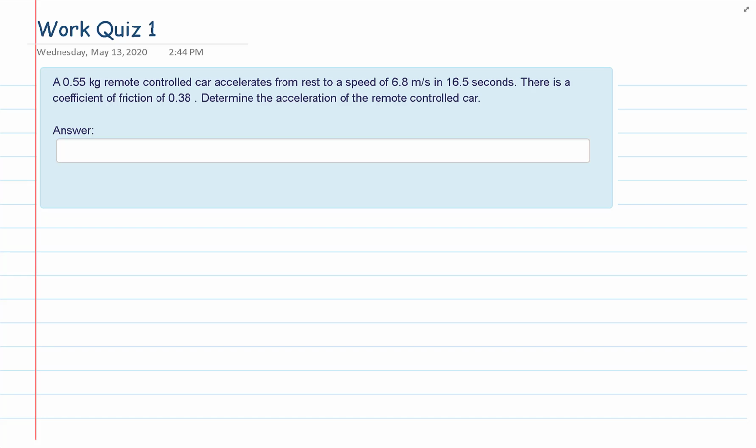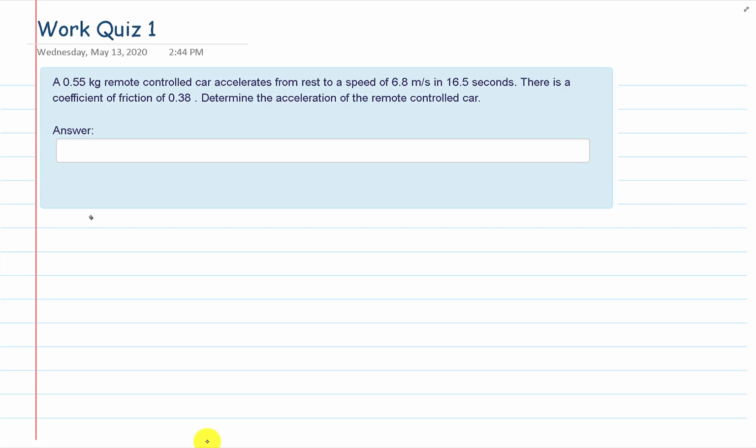Here's quiz number 1 at the very back of the Moodle, at the bottom, it says work quiz number 1. This is my version of it. Your numbers will be different. A 55-kilogram remote control car accelerates from rest to a speed of 6.8 meters per second in 16.5 seconds. There is a coefficient of friction of 0.38. Determine the acceleration of the remote control car. And then there are 7 more questions, all on the same setup, but it's all about work.